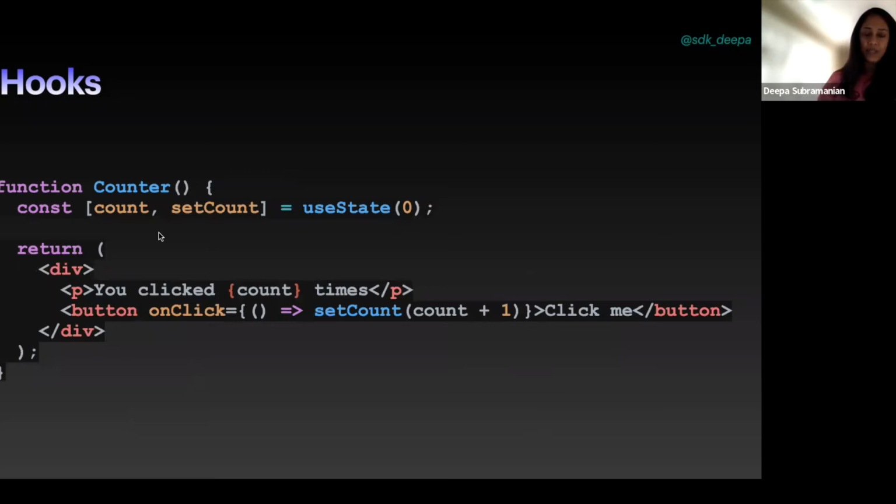Like I showed you in the previous one, we are using useState, and inside this counter component, we have declared two variables, count and set. And then we also have a useState hook, which is initialized with 0. When we click on a button, the count gets updated, and we are using a variable which is a function that updates it. So this is how hooks work in React.